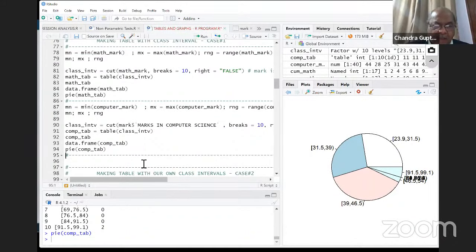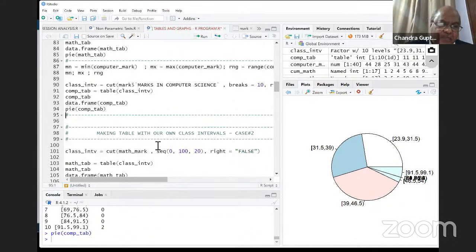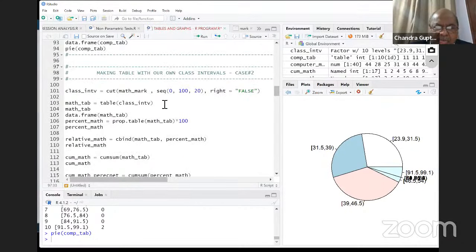Okay. Suppose this is the class interval which is generated by the system itself. I don't want the system to generate its own class interval. I want my own class interval. So I can define it, sequence 0 to 100. Make a class interval starting with 0, increment by 20 and go up to 100.